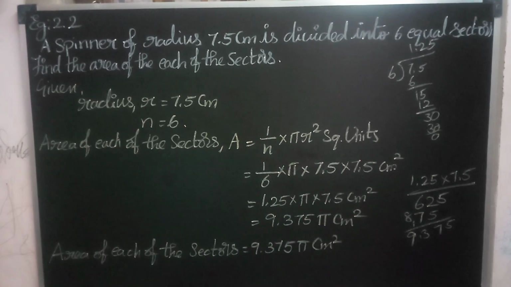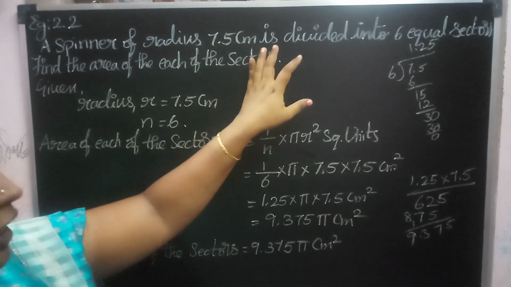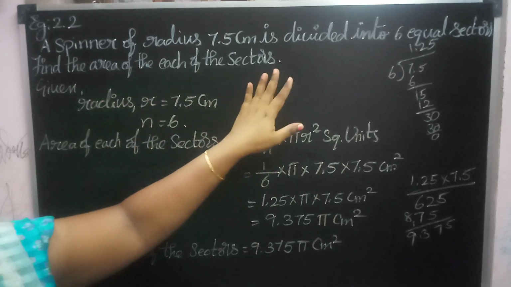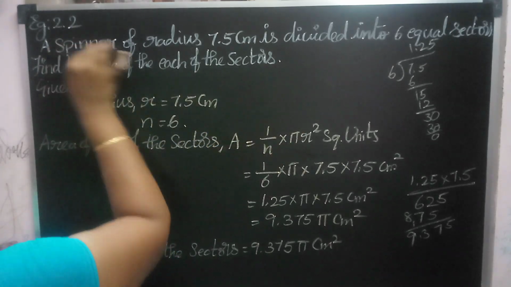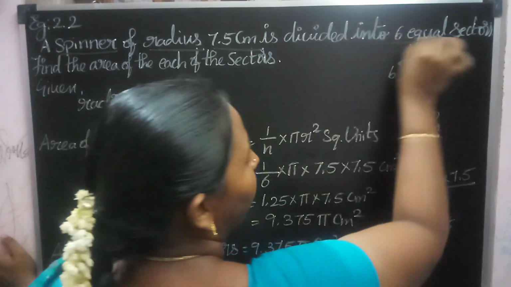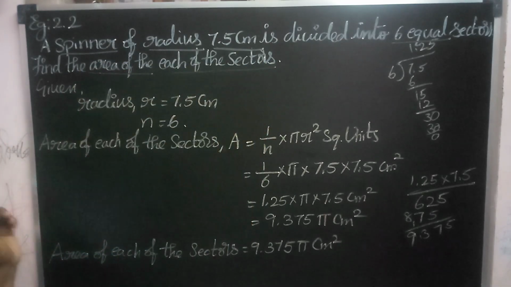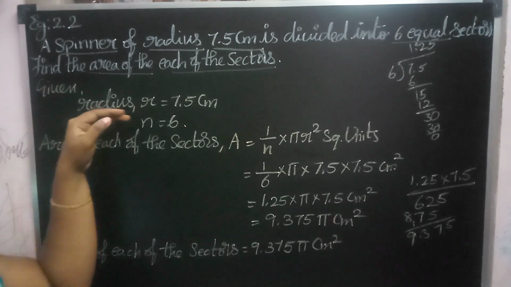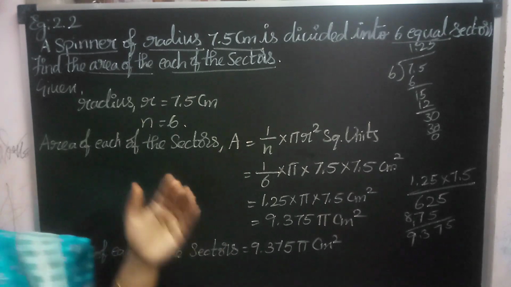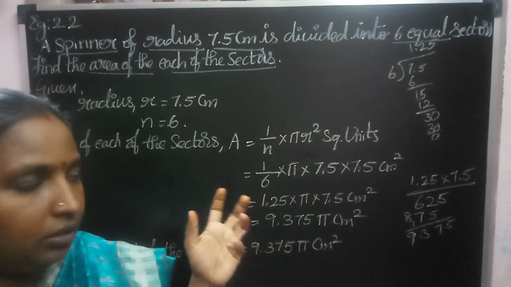Next we are going to see example 2.2. A spinner of radius 7.5 centimeter is divided into 6 equal sectors. Find the area of each of the sectors. So a spinner is there. The radius of the spinner is 7.5 centimeter and it is divided into 6 equal parts. They asked to find the area of each of the sectors. So write the given radius r equal to 7.5 centimeter and n, that is the number of equal parts, equal to 6. So area of each of the sectors, when they give equal parts, now what is the formula?